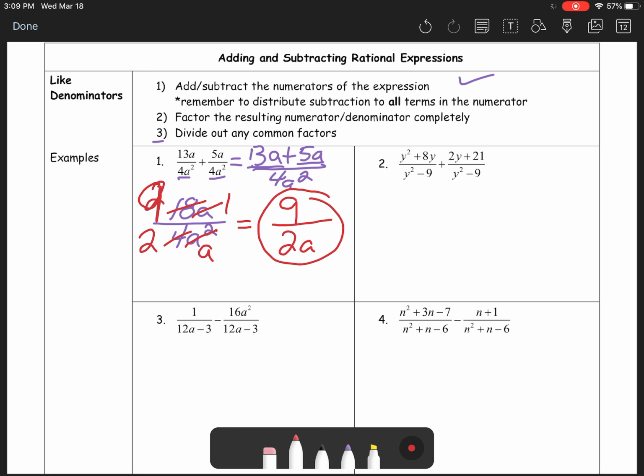If you kind of have the gist of this and you were good at simplifying, you can move on to the practice that's posted.